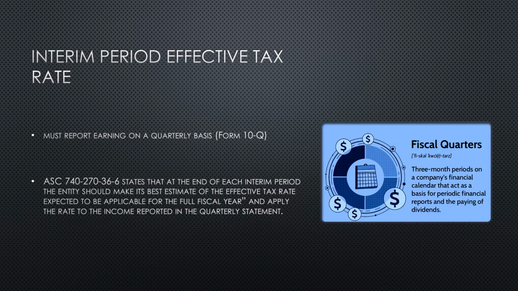As you know, companies must report earnings on a quarterly basis, and they do so on Form 10-Q. Now, the ASC 740 states that at the end of each interim period, which is a quarter, the entity should make its best estimate of the effective tax rate and then apply that tax rate to the income reported in the quarterly statement. This means that a company must reconsider its estimate of the annual rate each quarter, and when the estimate changes, they must adjust the tax provision for the year-to-date earnings.